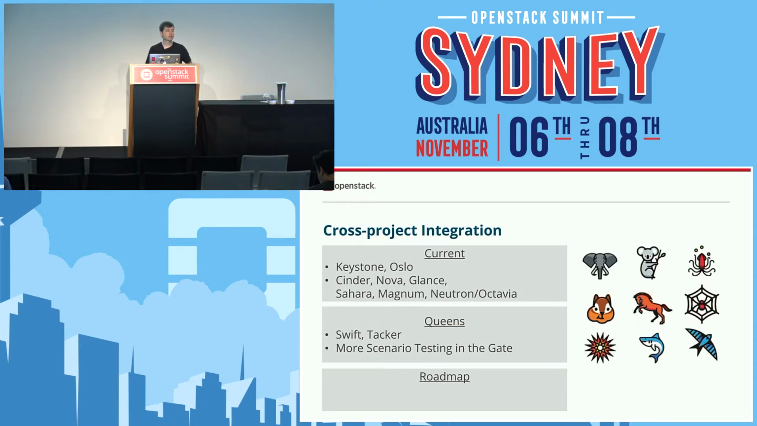So for cross-project integration, this is less about what Barbican's doing, but what the other projects are doing. Here's a list of projects that currently support Barbican for their secret management. Cinder, Nova, Glance, Sahara, Magnum, and Octavia all store their sensitive information in Barbican. Looking forward in Queens, we know that Swift is going to store its root encryption key in Barbican. That's already released in their milestone 1 for Queens. And then Tacker also has on their roadmap to store its secrets in Barbican.